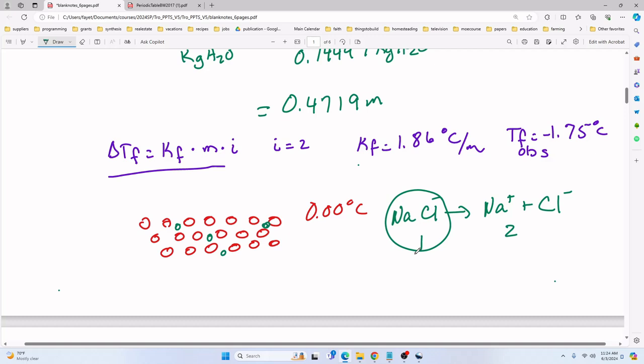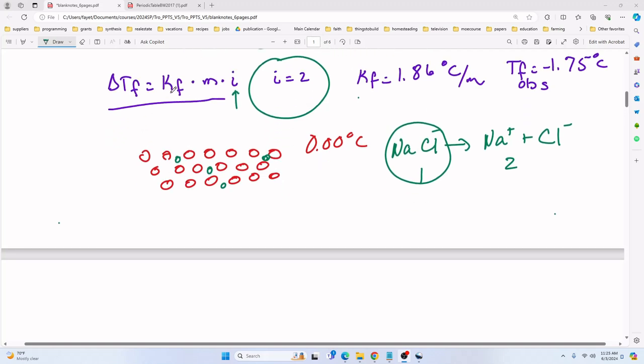So your Van't Hoff factor is that ratio. And for our case, the Van't Hoff factor for sodium chloride is 2. And that's what we have to use here. So essentially, we're doubling the effect by using an ionic substance, which is why salt is put on roads when they freeze in order to melt the ice.